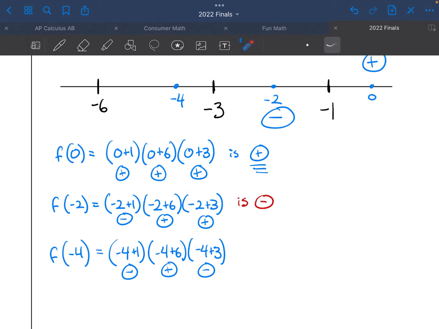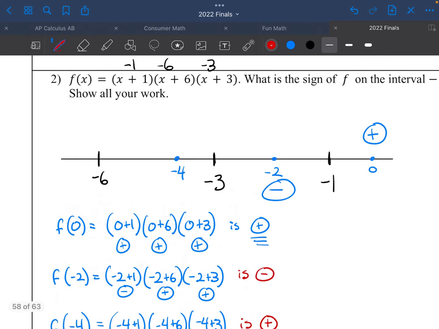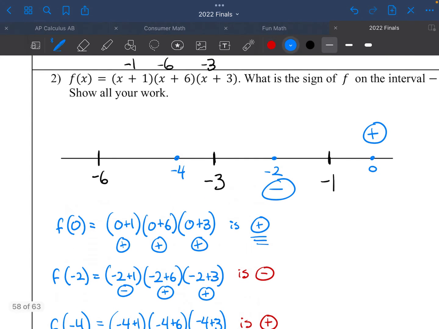Okay, I'm going to do these two negatives first. Negative times negative is a positive, times a positive is a positive. Therefore, our final answer is positive. That means over here, our answer is positive.